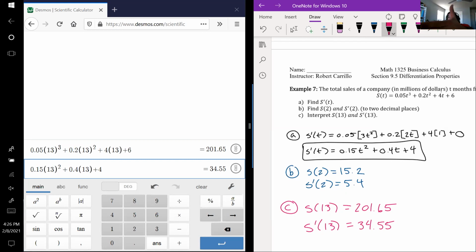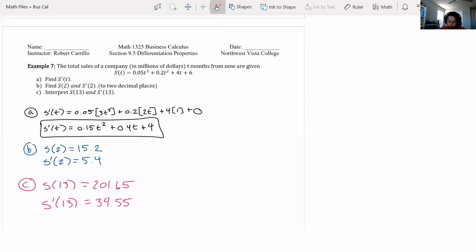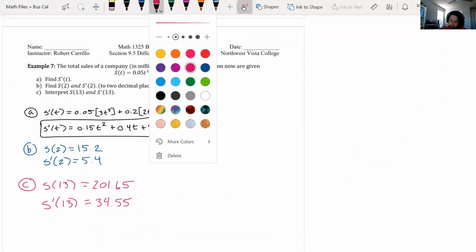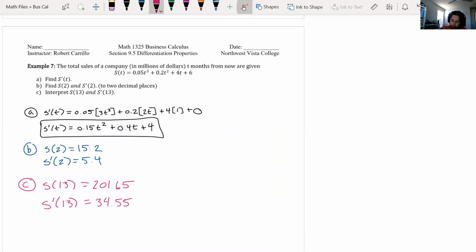If you're using Desmos like I am, perfect. You get to see everything as you type it in on one line. Okay. So now I'm going to go back to the notes screen. Just making sure all my numbers are right. Good. Okay. And now we want to interpret what all of this means.